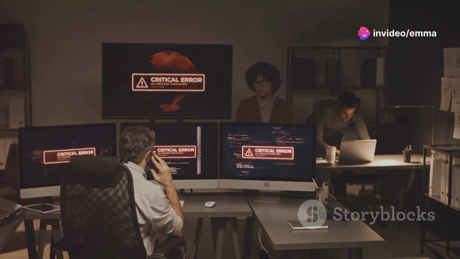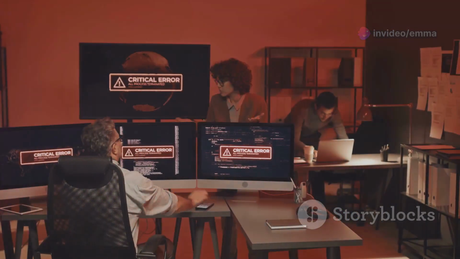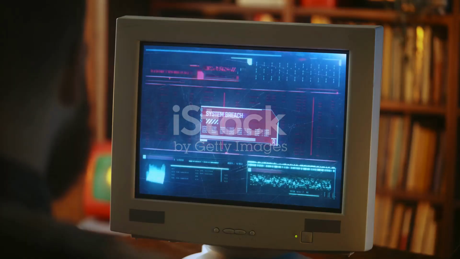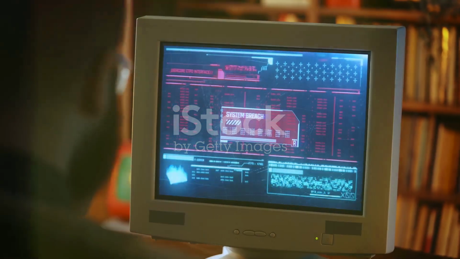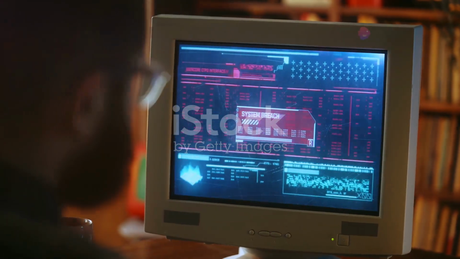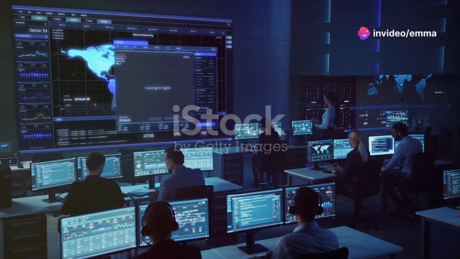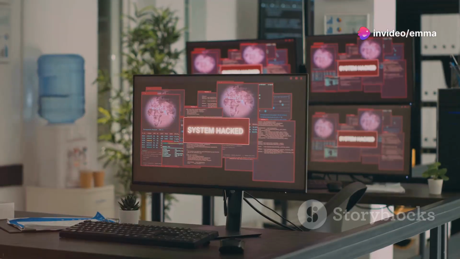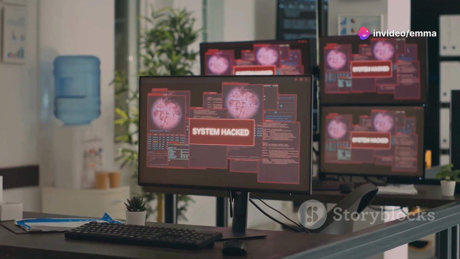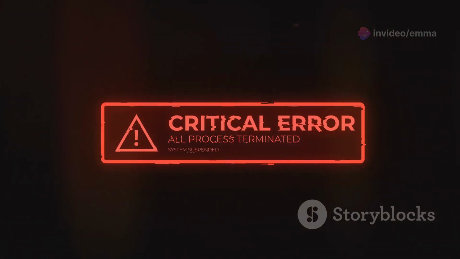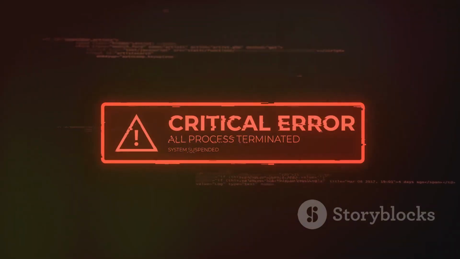Okay, so CrowdStrike messed up, but how exactly did a simple update bring down entire systems? Well, it all boils down to a tiny piece of software called the Falcon sensor. Think of it as the eyes and ears of CrowdStrike's security system. It's supposed to detect and stop threats before they can do any damage. But this time, the Falcon sensor got a little confused.